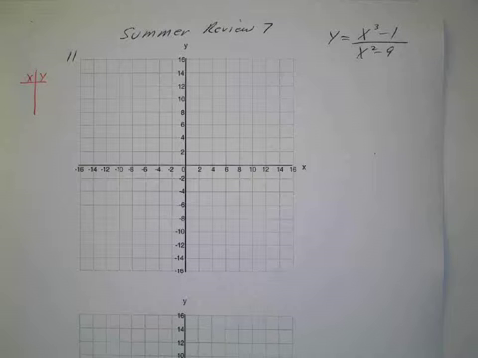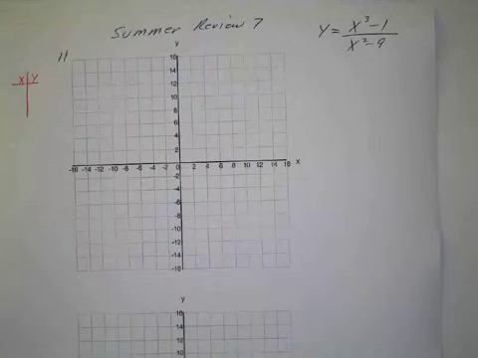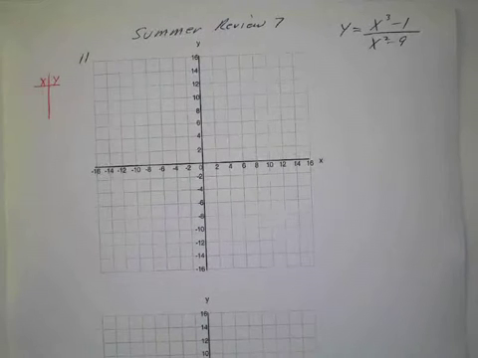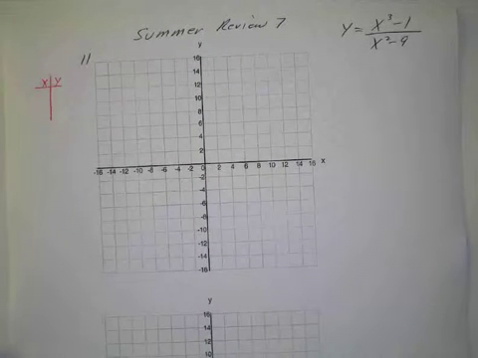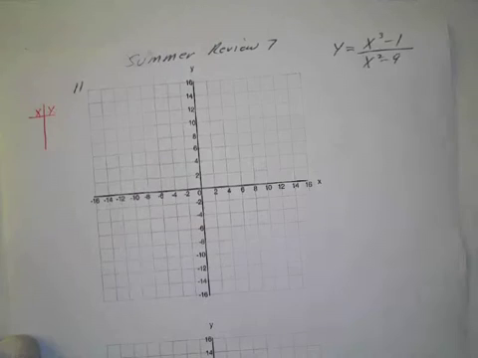So here is number 11 from Summer Review 7, and it was f of x equals x cubed minus 1 over x squared minus 9, so I just wrote it as y equals. Let's see, first of all, we can factor it right in its factored form.